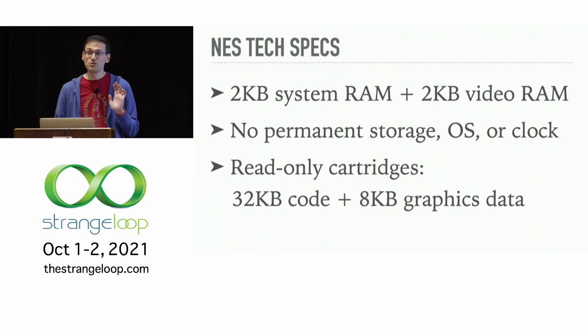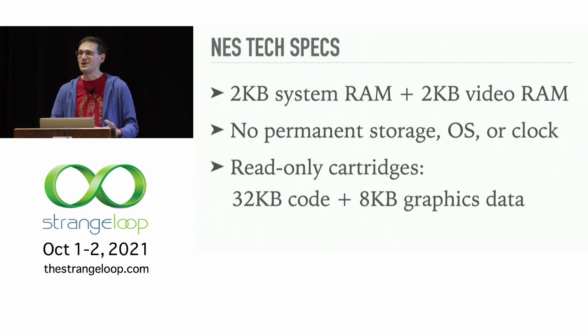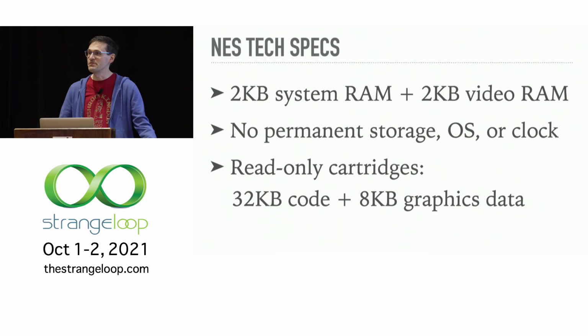The NES also has 2 kilobytes of system RAM. It has 2 kilobytes of video RAM. That's all the memory you get inside the system. It has no permanent storage of any kind. It has no operating system. It has no hardware clock. There is nothing. Everything the NES is going to run comes off of the cartridge that you put into it, which gives you space for 32 kilobytes of actual game code and 8 kilobytes of graphics data. So your whole game is going to fit into 40 kilobytes.